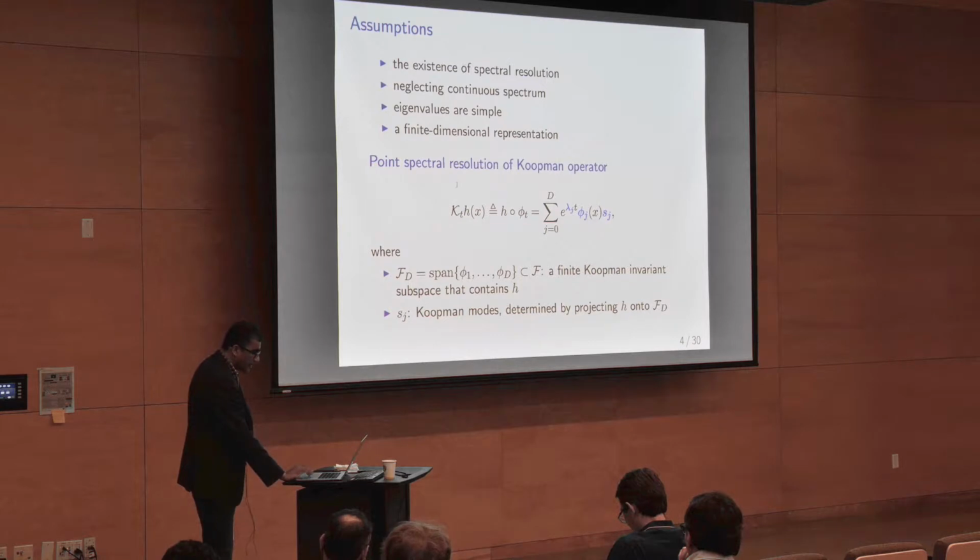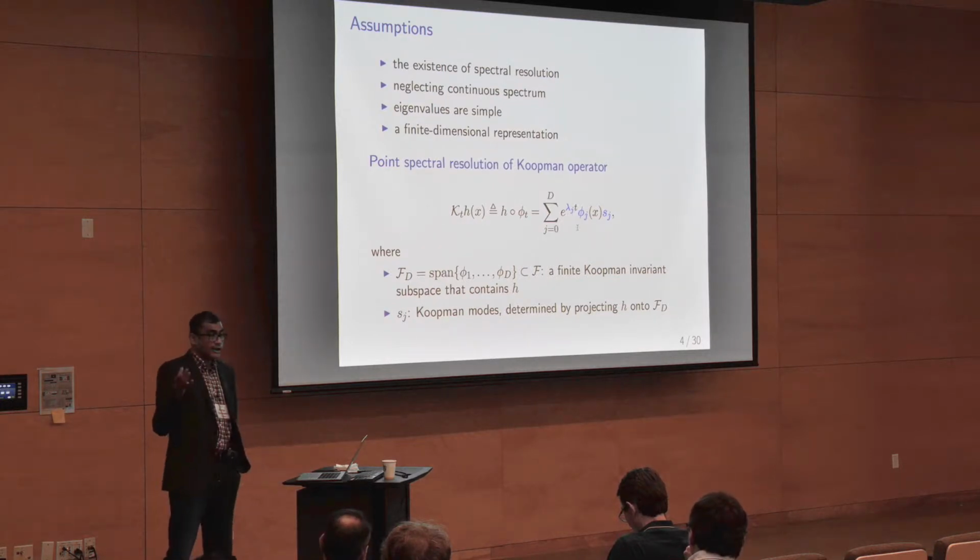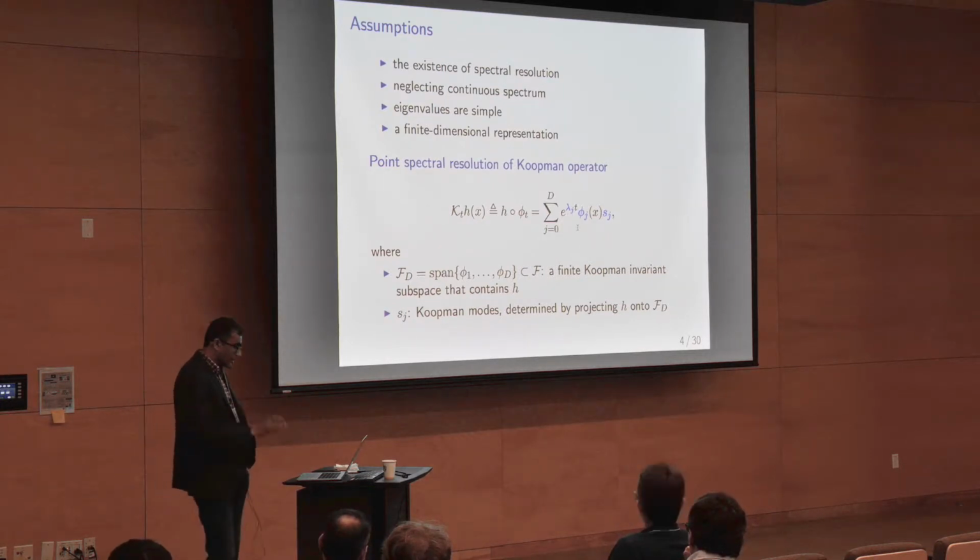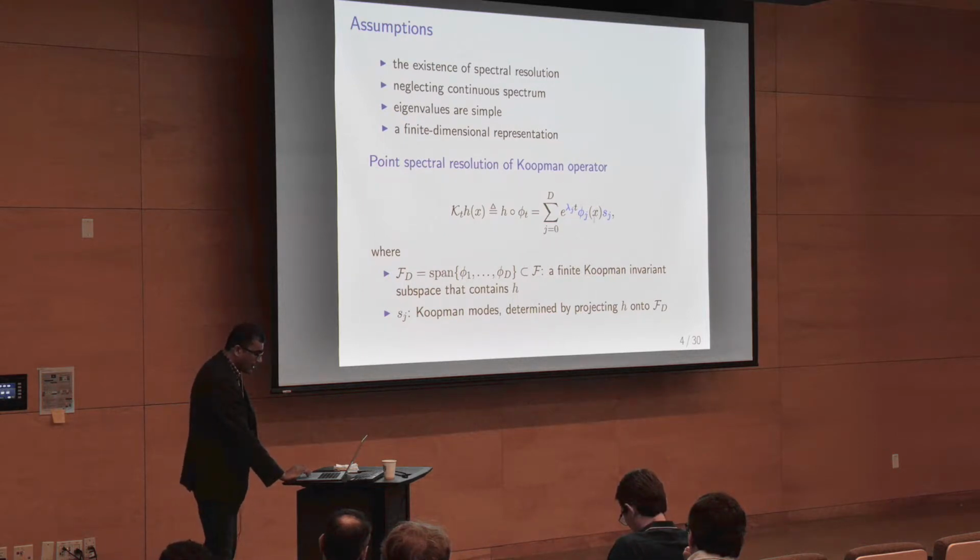And the nice thing about the Koopman decomposition in that circumstance is that you get a very elegant decomposition, just like the eigenvalues and eigenvectors in linear systems, but you have these eigenfunctions, and these S_j are the Koopman modes. So if you change the observable, the only thing that changes is these S_j.